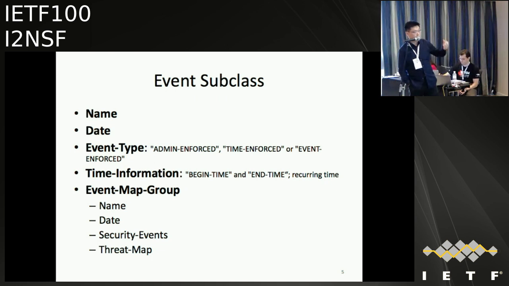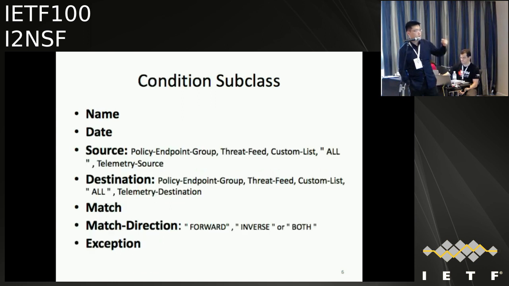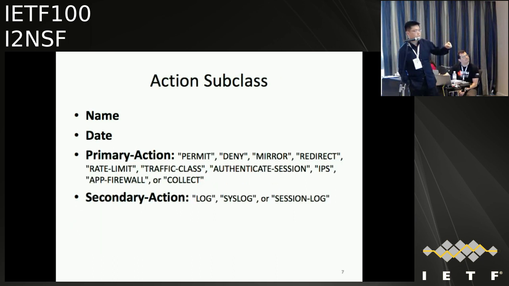And we can have some more specific information about what is the time and what is the event. Okay, and next page. About condition. Condition is about what attributes we can use to identify the flow, to identify the service flow. Okay, the source, destination, and the match direction, something. Okay, then next page. Action.